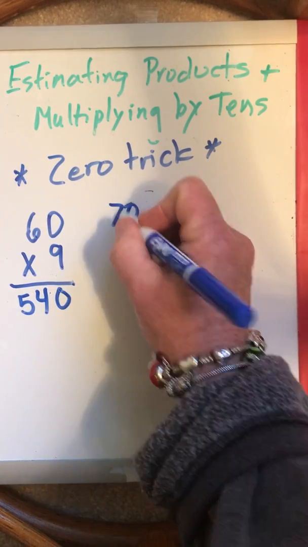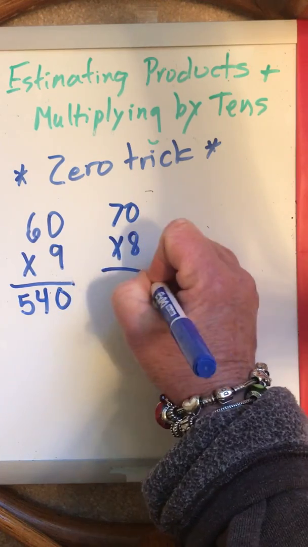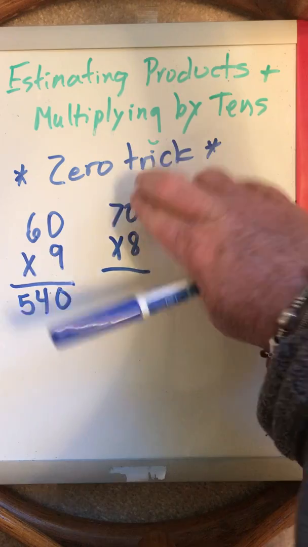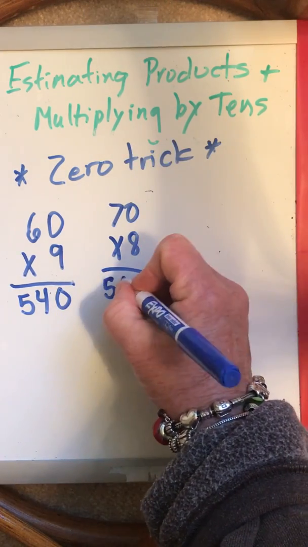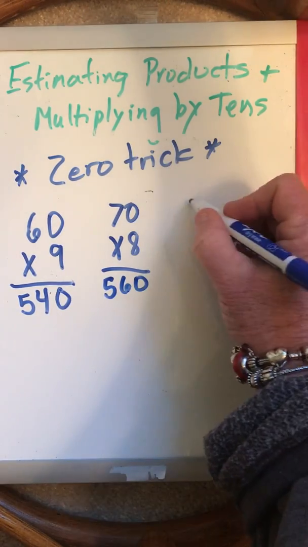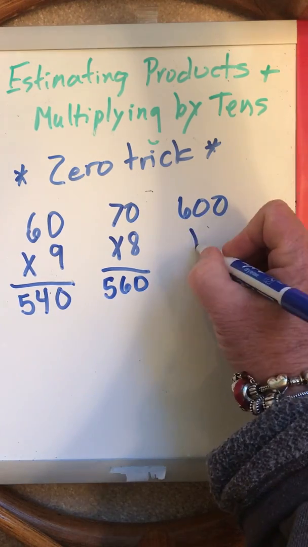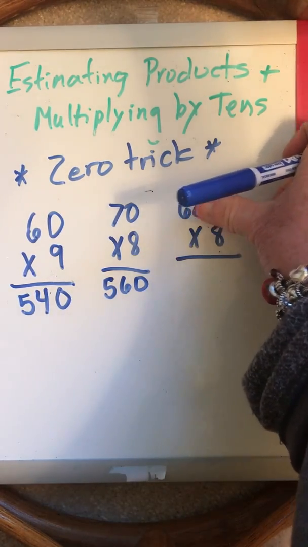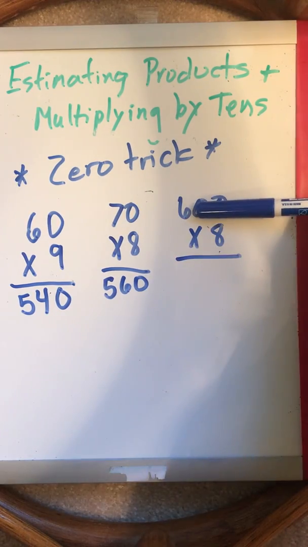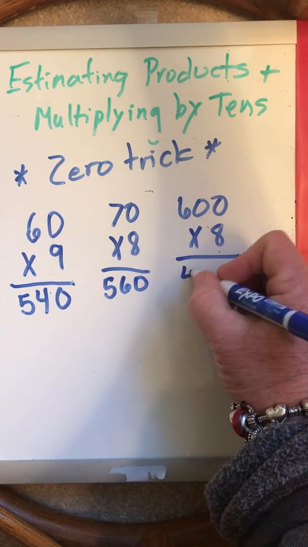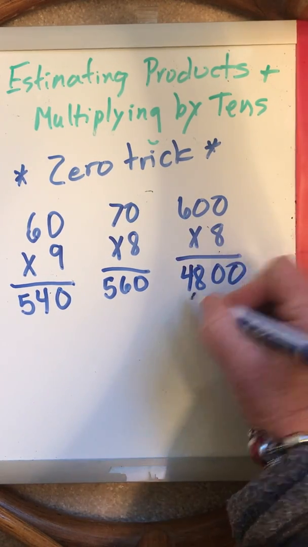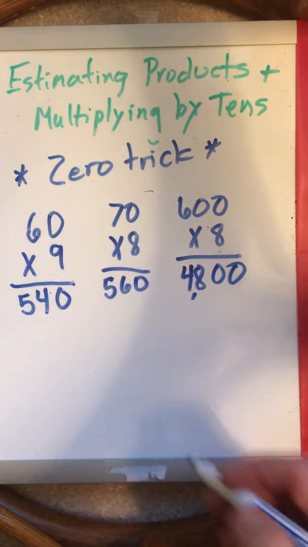If we're going to do 70 times 8, we hide that zero. We do 7 times 8, which is 56. And then just add that zero back on. If we're going to do 600 times 8, we cover up the 2 zeros. Do 6 times 8, which is 48. And then just add those 2 zeros back on. And it works no matter how many zeros you have.